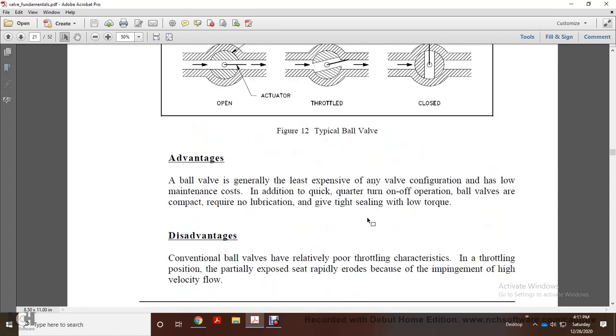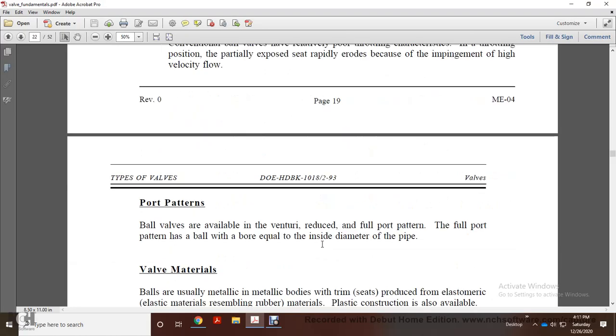The advantages of the ball valve: it is generally less expensive than any of the other valve configurations. It has low maintenance cost and quick on-off operation. Ball valves are compact and require no lubrication, and give a tight seal with low torque. Disadvantage: conventional ball valves have relatively poor throttling characteristics. In the throttling position, the partially exposed seat rapidly erodes because of the impingement of high velocity flow.